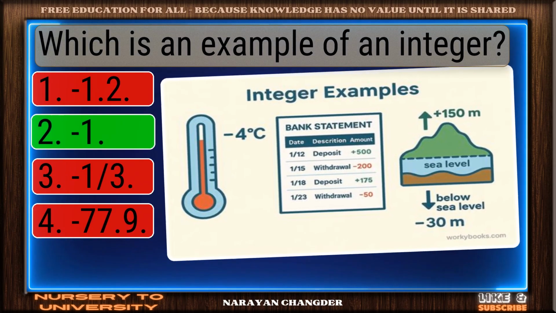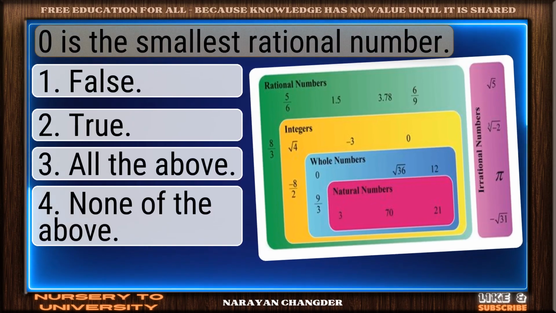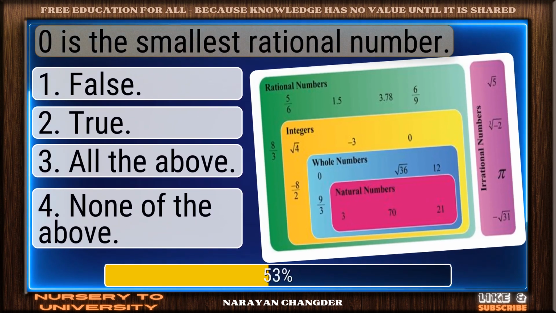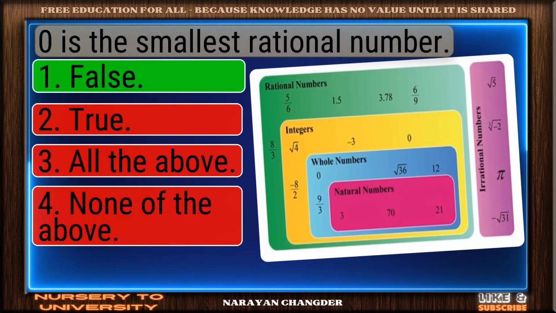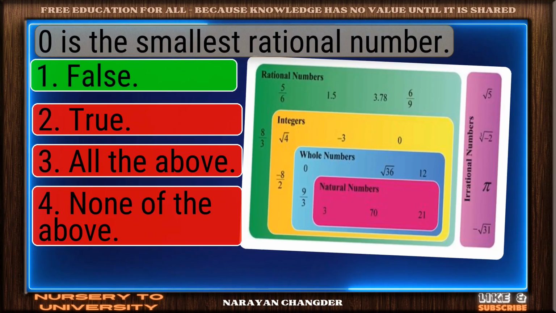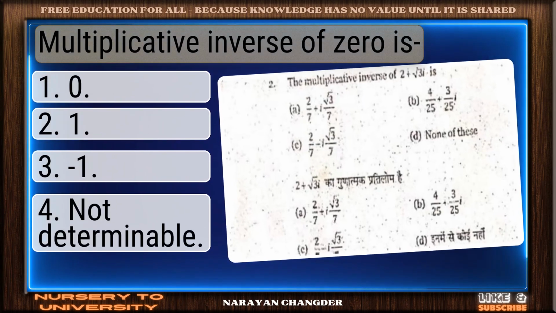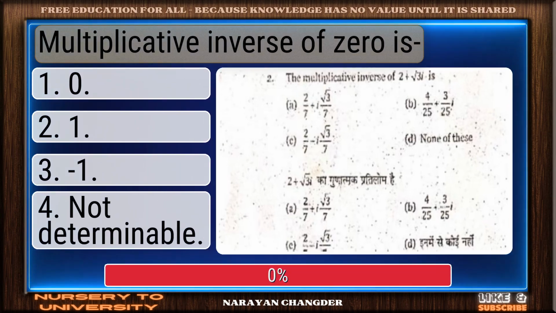Excellent. 1 is a brilliant choice. Question number 89. Zero is the smallest rational number. Nice work. You chose false, and it is correct. Question number 90. Multiplicative inverse of 0 is?